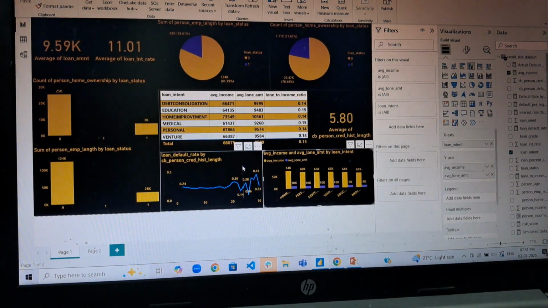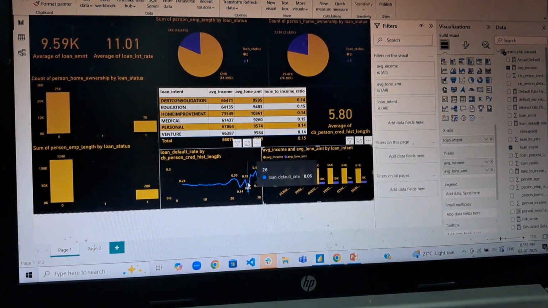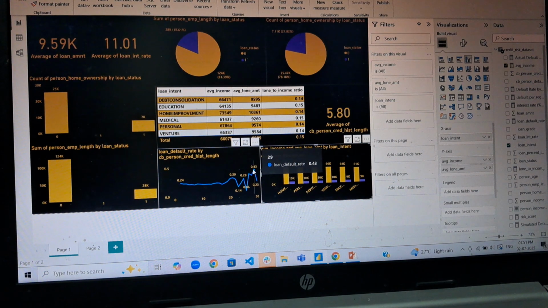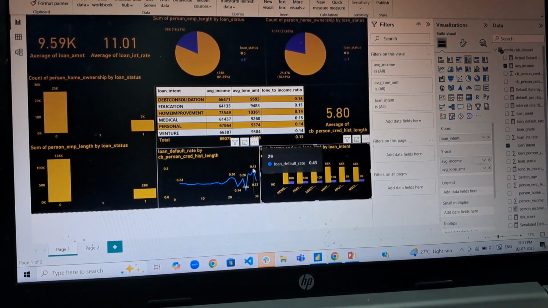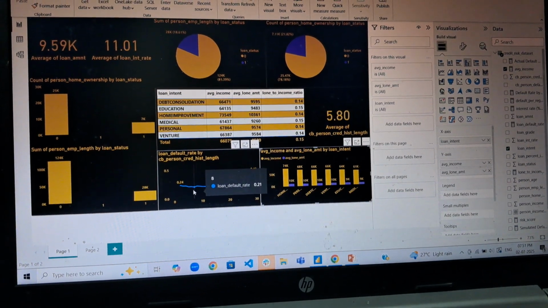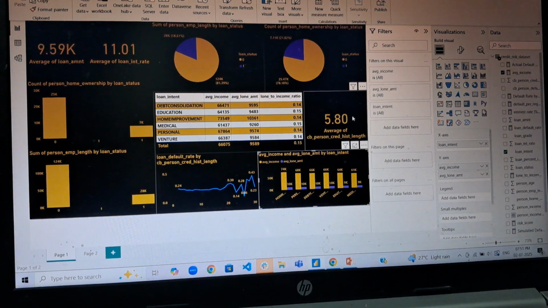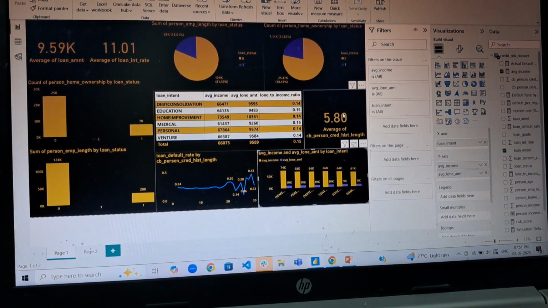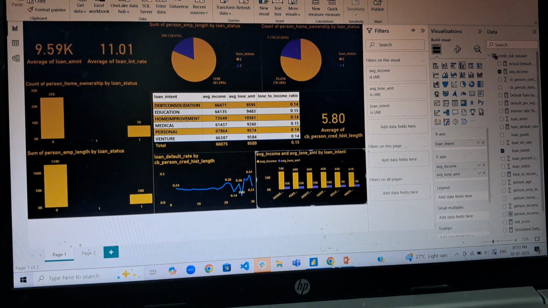This is the line graph we have used for loan default rate by history length. 0.43 is the highest loan default rate, at that person credit history length. This is the line chart we have used. And this is the slicer we have used to calculate the average of person credit history length, that is 5.80.